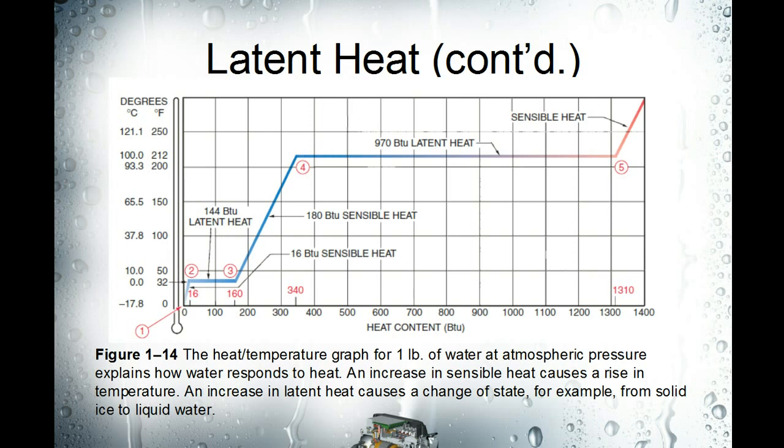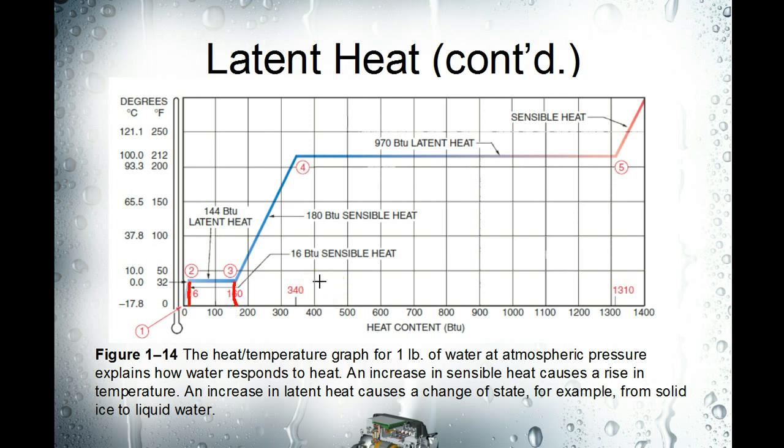All right, so here is the diagram in our book, and we're going to talk a little bit about this and explain why sensible and latent heat, especially latent heat, is an important part of air conditioning. Now, it starts out right here with water as ice, and then it melts down into water in the liquid form. We're going to start right here at, let's say, 33 degrees, just above freezing. So actually, we're going to start right here.